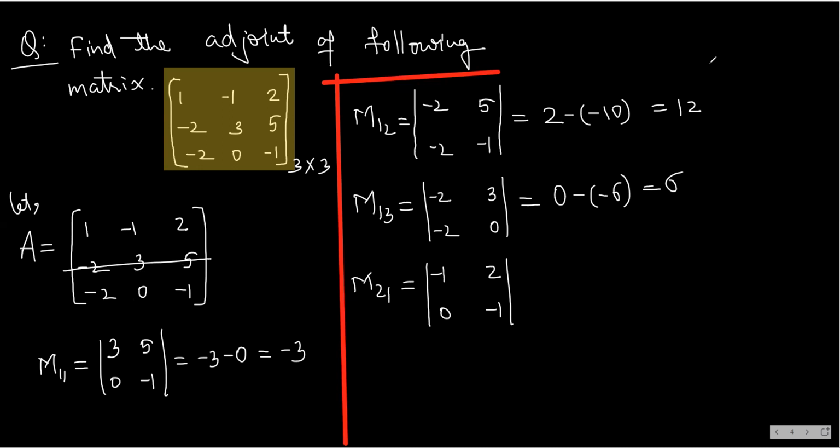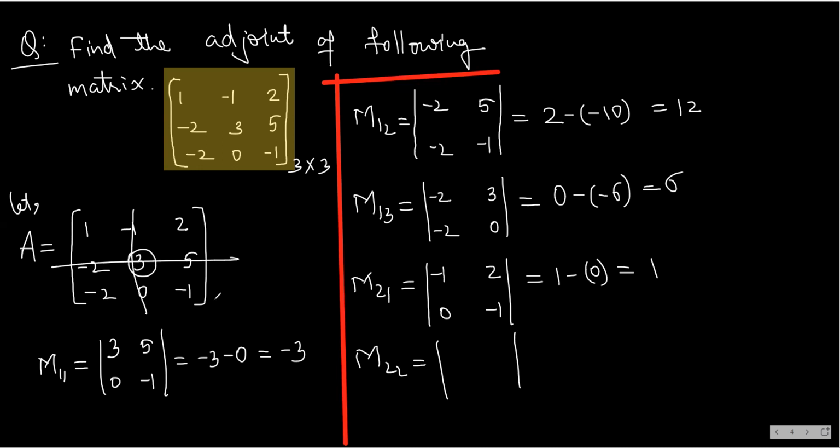This minor you get, and you calculate its value. It is -1 into -1 is 1 minus 0, since 2 into 0 is 0. So you get 1. Then you have M22. For M22, you ignore this row and this column. What do you get? You get 1, 2, -2, -1.